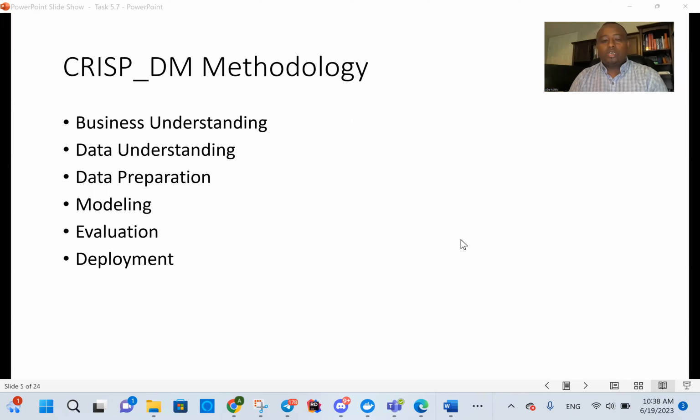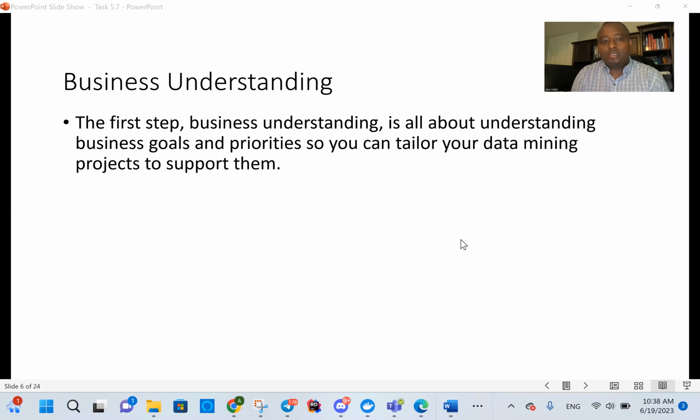This methodology encompasses 6 elements that we are going to see one by one. The first element is business understanding, which is the first step. It is all about understanding business goals and priorities, so you can tailor your data mining projects to support them. Without a basic understanding of the business, an analyst will have a hard time coming up with an expected result.